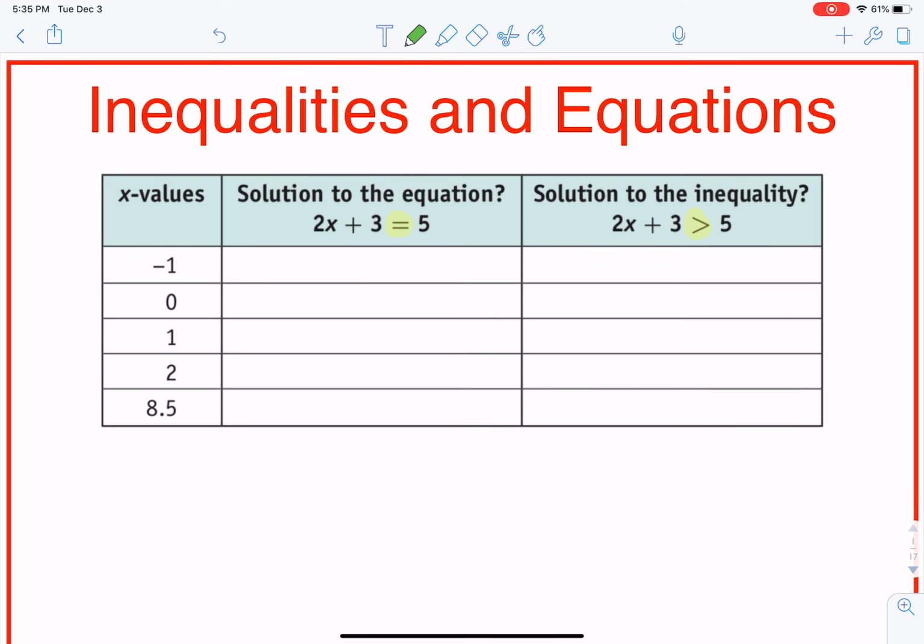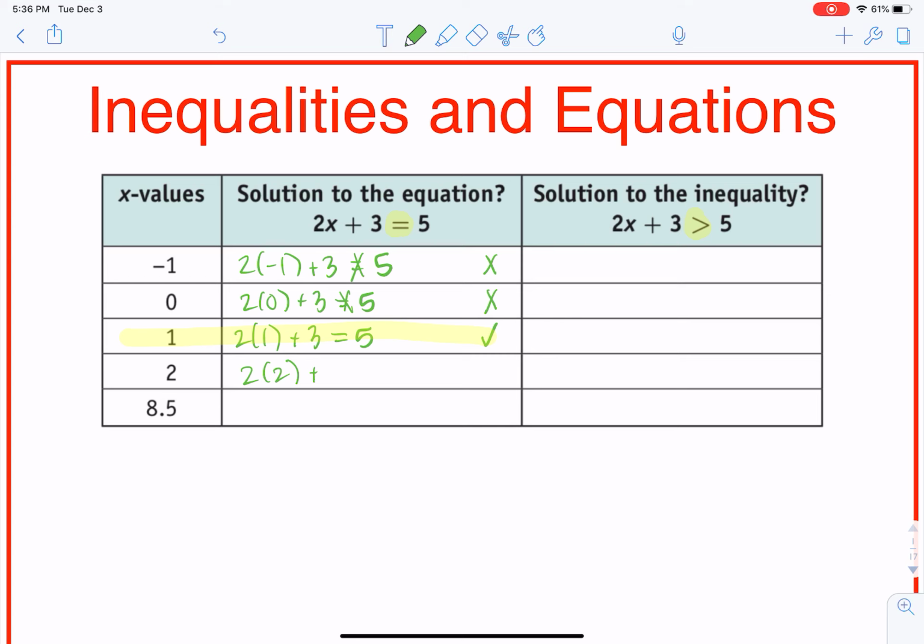So I have some x values, and I want to know, is this a solution to the equation? When I plug in -1, I have 2 times -1 plus 3 is equal to 5. Is -2 plus 3 equal to 5? No, that's not true, so this is not a solution. How about 2 times 0 plus 3 is equal to 5? That's equal to 3, so that is not a solution. 2 times 1 plus 3 is equal to 5. So here we have a nice winner.